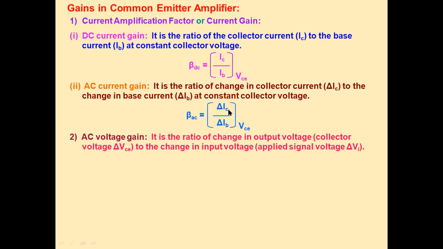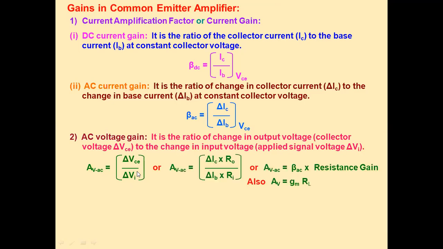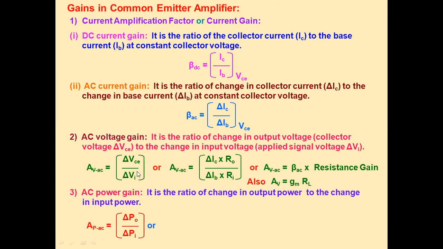AC means change in collector current to the change in base current. AC voltage gain: voltage gain means the output voltage to the input voltage. The voltage across VCE changes with respect to change in input signal. This ratio is known as voltage gain. Then the power gain: power gain means the change in output power to the input power. So this is the concept of gain.